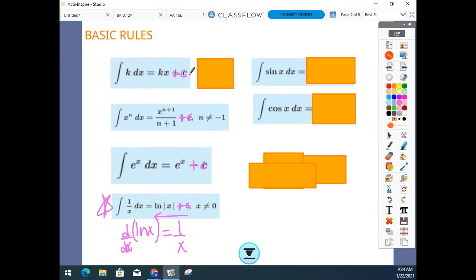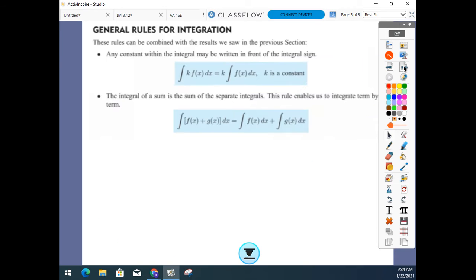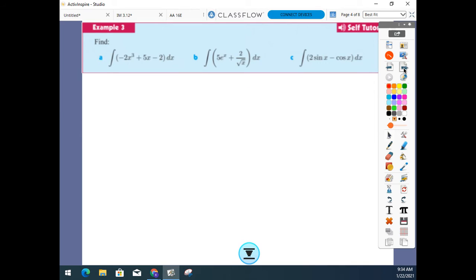And this is what we were just talking about in letter A. Sine is negative cosine plus c, and cosine is sine plus c. We just talked about this in letter A, so I'm not too worried about that. Okay, so let's just get into some regular problems.